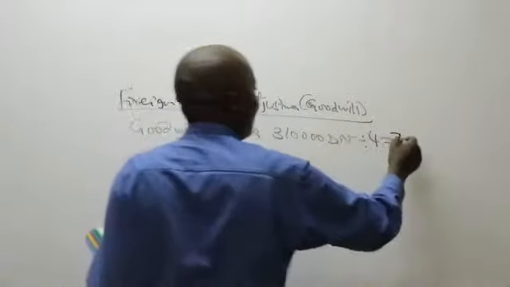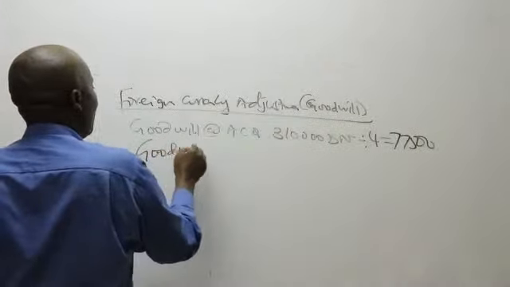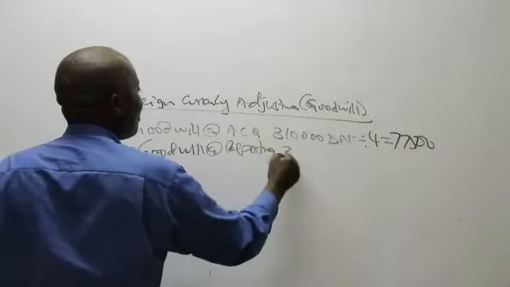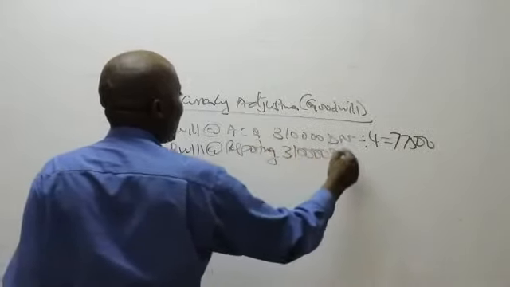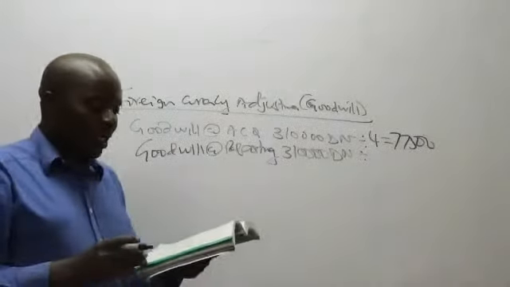77,500. Thank you very much. And then now we have goodwill at reporting. So goodwill at reporting was also 310,000 DN. But I would want to translate this. Could you kindly help me translate this?